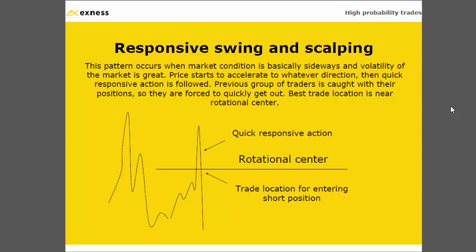Let's remember the key principles of trading with the responsive swing. First of all, we identify the rotational center. Later in this webinar, I will remind you of the principles that we can use for identification of the rotational center. Then we should see that the market was going higher or lower, so that the majority of market participants think that we have a strong trending market condition. Then we have the responsive buyer or responsive seller, which is very aggressive. He pushes the market back to the rotational center. And here you activate your strategy. You know that there are not very many traders willing to trade near a rotational center. So you know that you should never fade the market, but you have to go with the market.